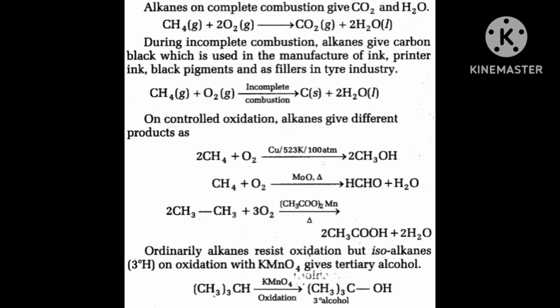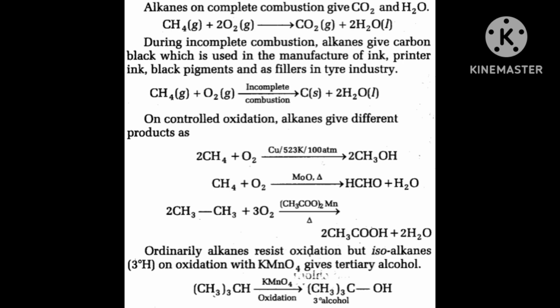It will give acetic acid plus water. Keep in mind, ethane will give ethanoic acid. Very simple: ethane has 2 carbons, ethanoic acid also has 2 carbons, but it forms the acid, the COOH group, the carboxylic acid group. So 2 molecules of ethane plus 3O2 give 2 acetic acid, 2CH3COOH plus 2H2O. This is the third product.